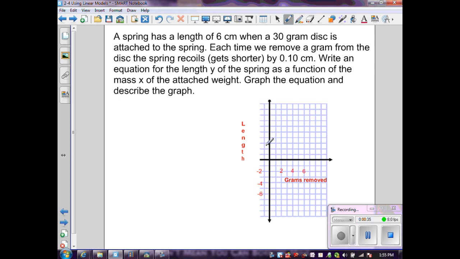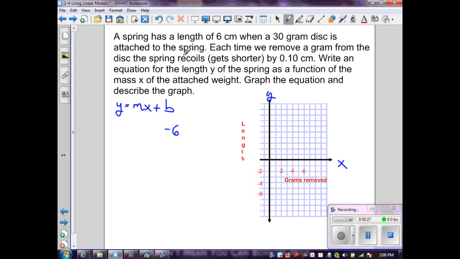Again, knowing we have to graph, we're going to have a value for the x and y. Let's again use our slope-intercept formula, which is y equals mx plus b. B is our y-intercept, and we know that is our initiating starting point. In our problem, 6 centimeters is our starting point. But recall that when I hang a 30-gram weight on that spring, it will drop below our x-axis. Therefore, that y-intercept is actually going to be at negative 6.